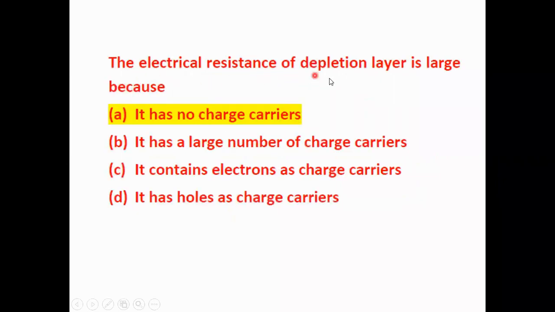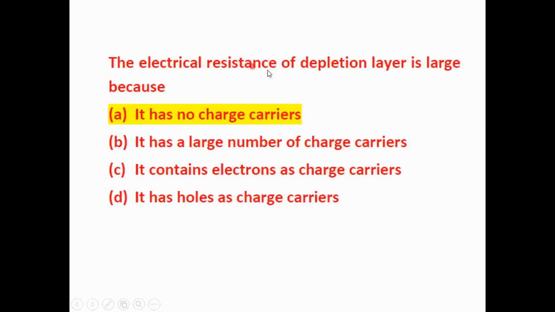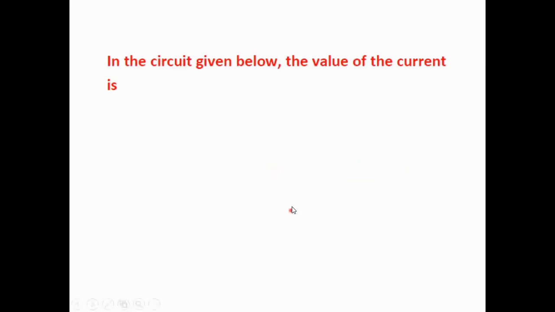The electrical resistance of the depletion layer is large because the depletion layer is free from mobile charge carriers. That's why it has no charge carriers. The electrical resistance of the depletion layer is large because it has no free charge carriers.